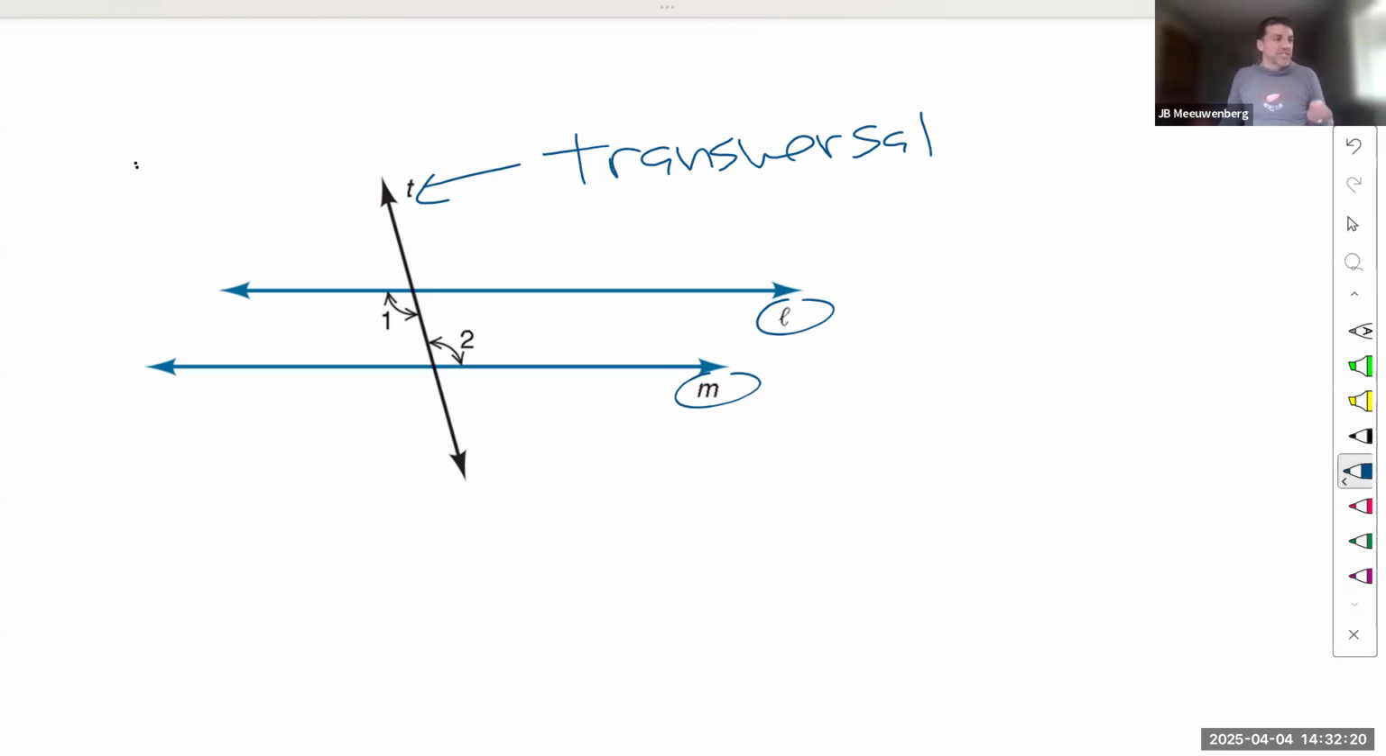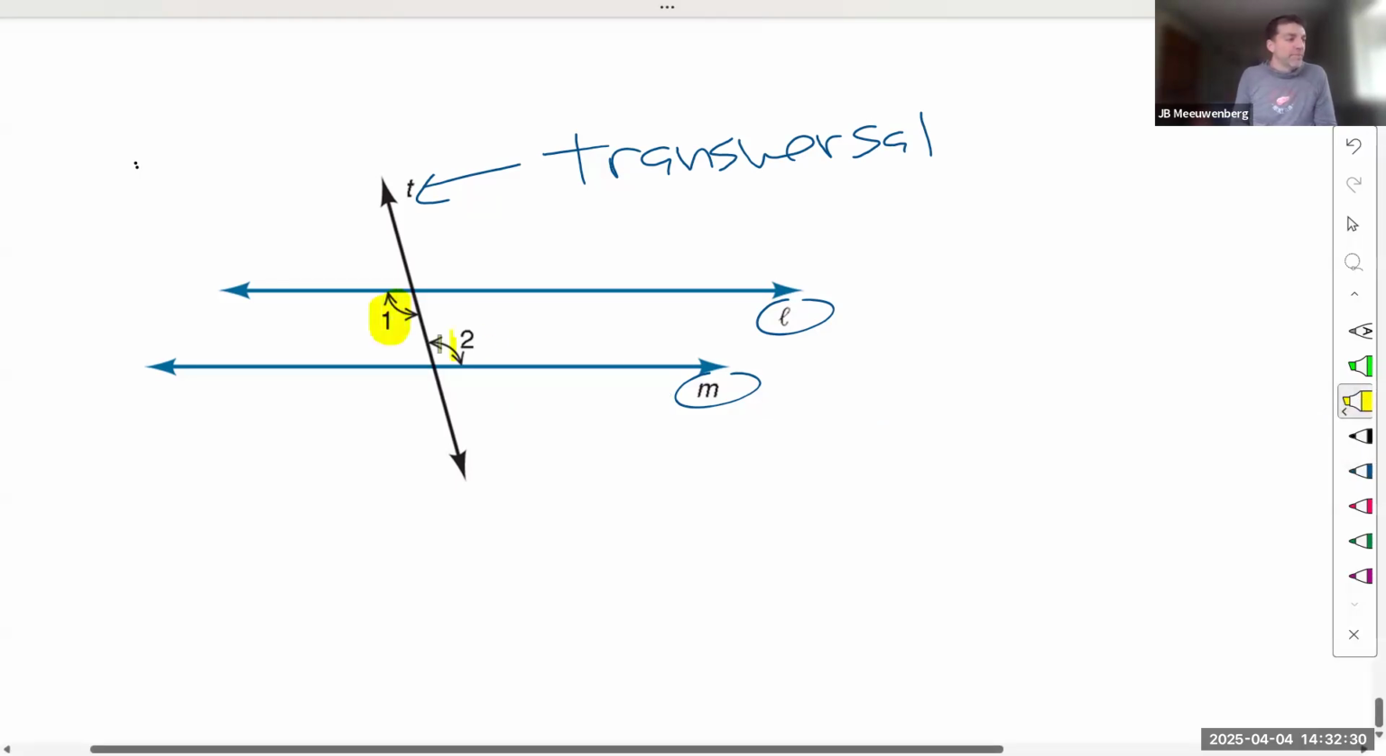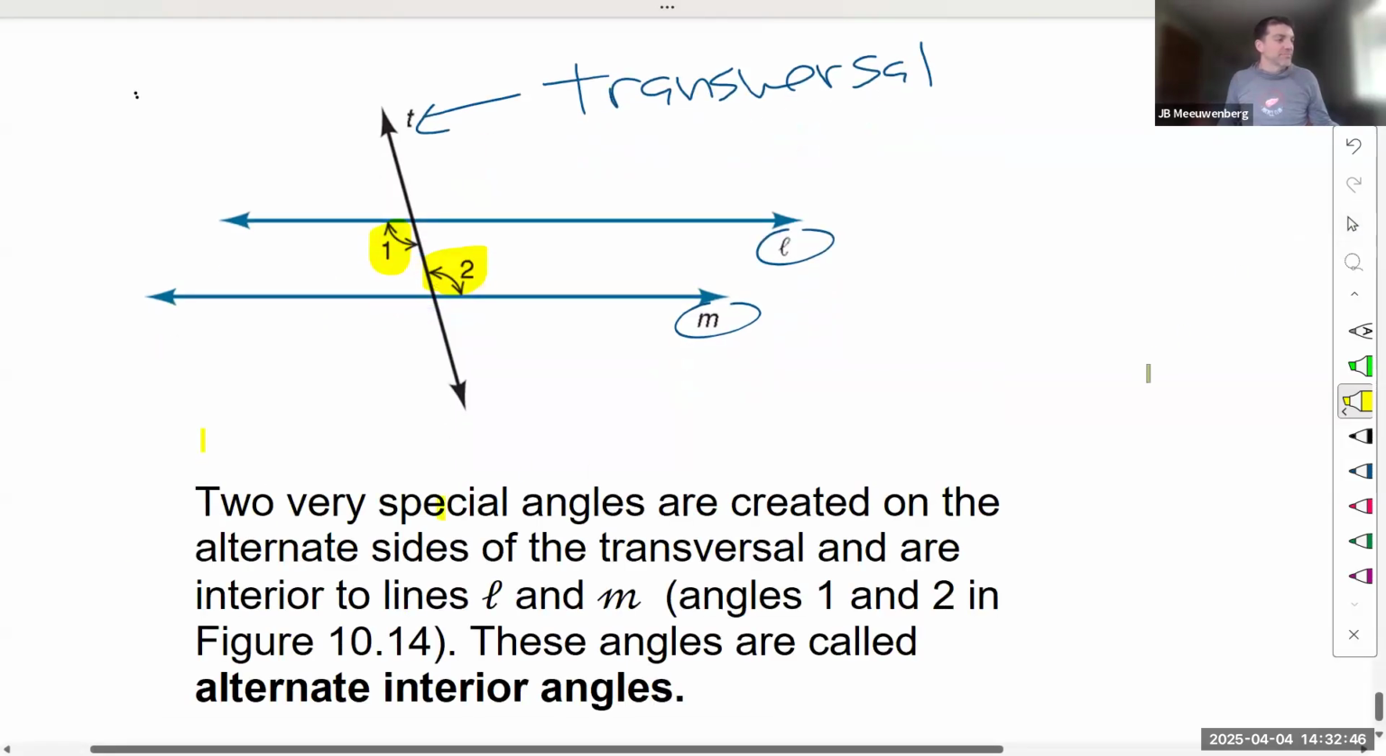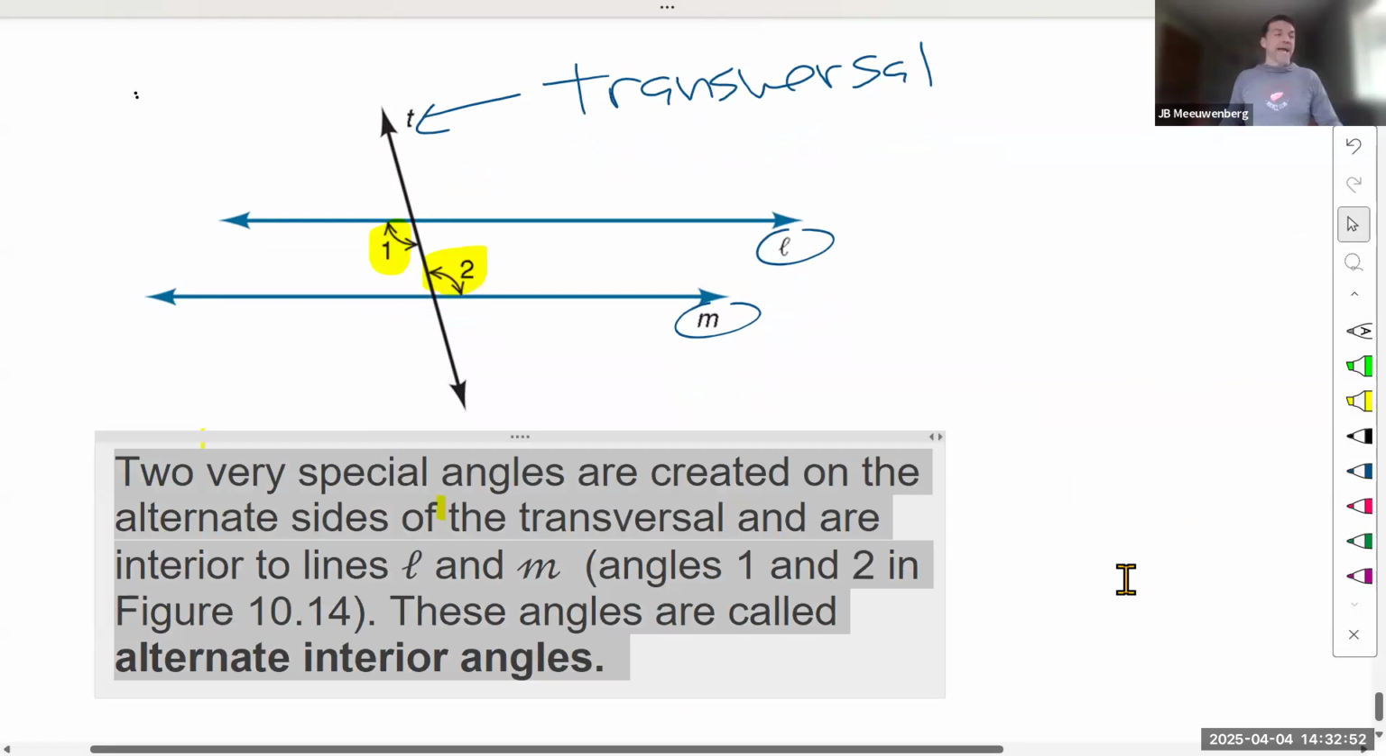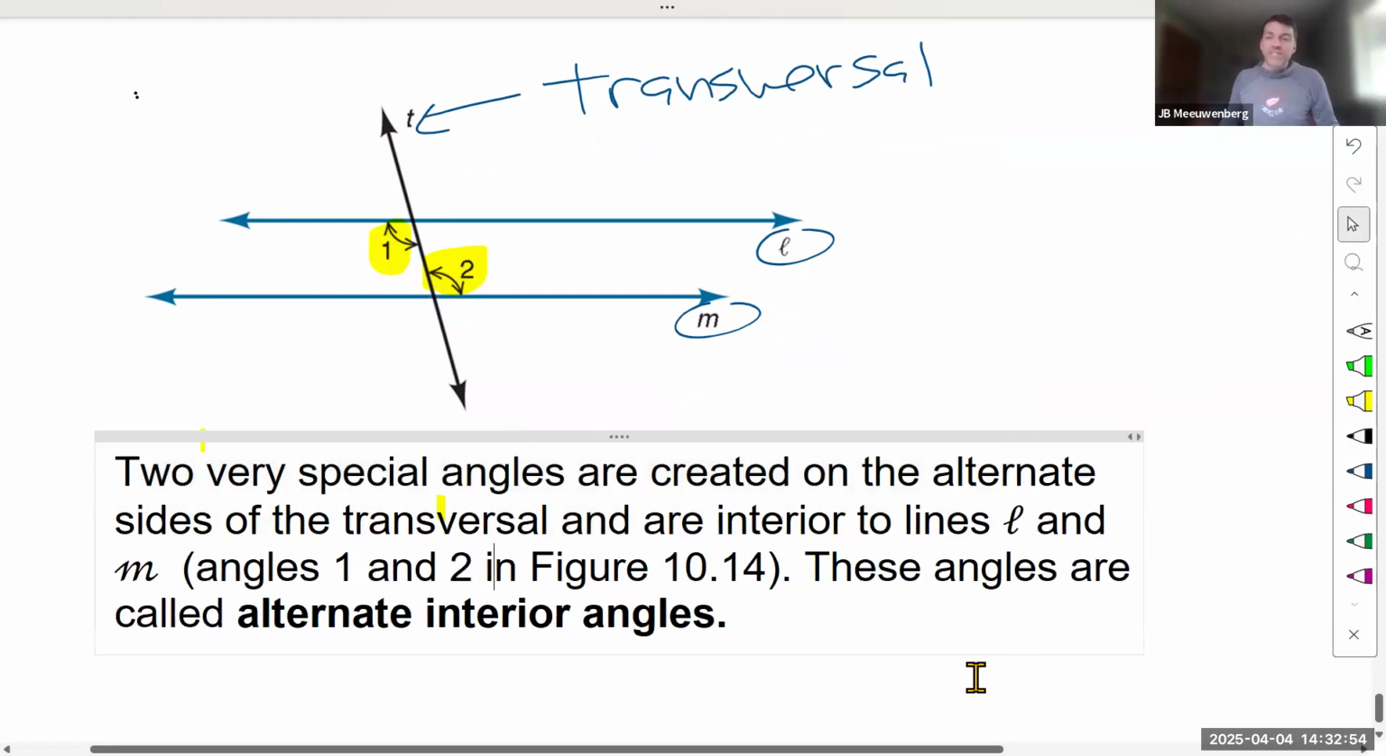And something really interesting happens. Note that there are two angles that are identified here, angle 1 and angle 2. This one and this one. Those have a name. Those are called alternate interior angles. 1 and 2 are called alternate interior angles. And alternate interior angles are always going to have the same measure. They're always going to be equal. It's a really pretty interesting fact.